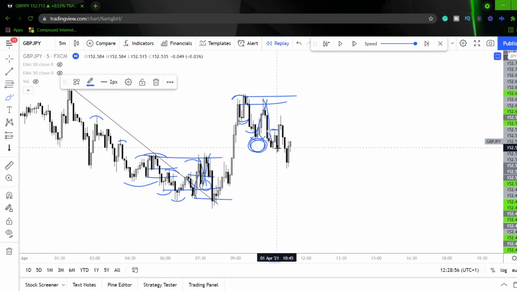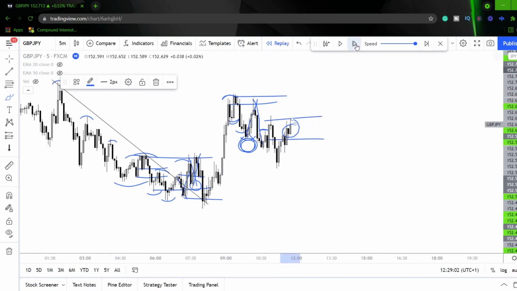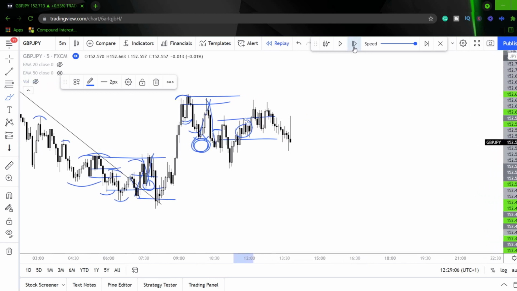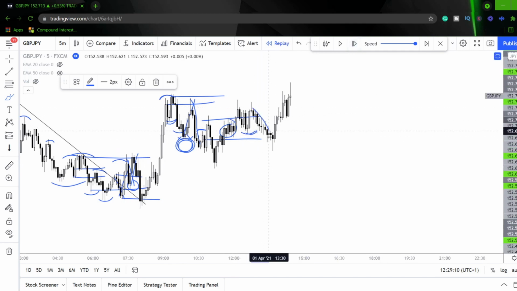Liquidity generation. A sell up through, okay, into an order block. Liquidity generation. A sell through, a move higher.